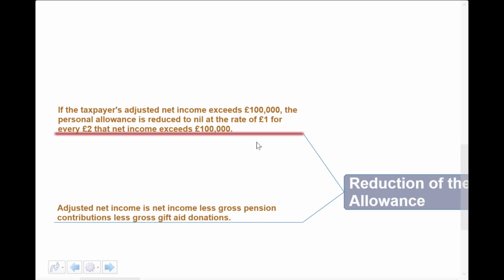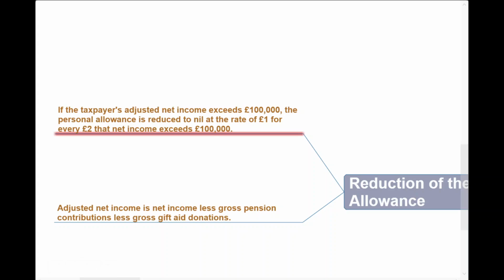Okay? Now, this reduction is not complicated. It's basically a little formula. It's logical. Yeah? What are we saying? We're saying that if a taxpayer's adjusted net income, definition below in a moment, exceeds 100,000, that's a fair amount of money, the personal allowance is reduced to nil at a rate of £1 for every £2 that net income exceeds 100,000. In other words, the formula, you'll see the formula within the study hub.